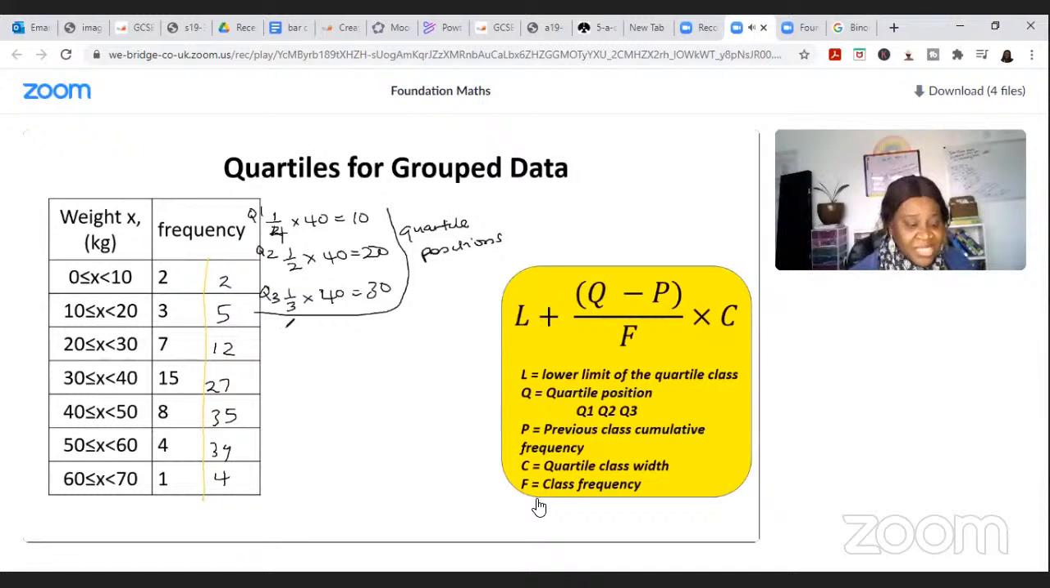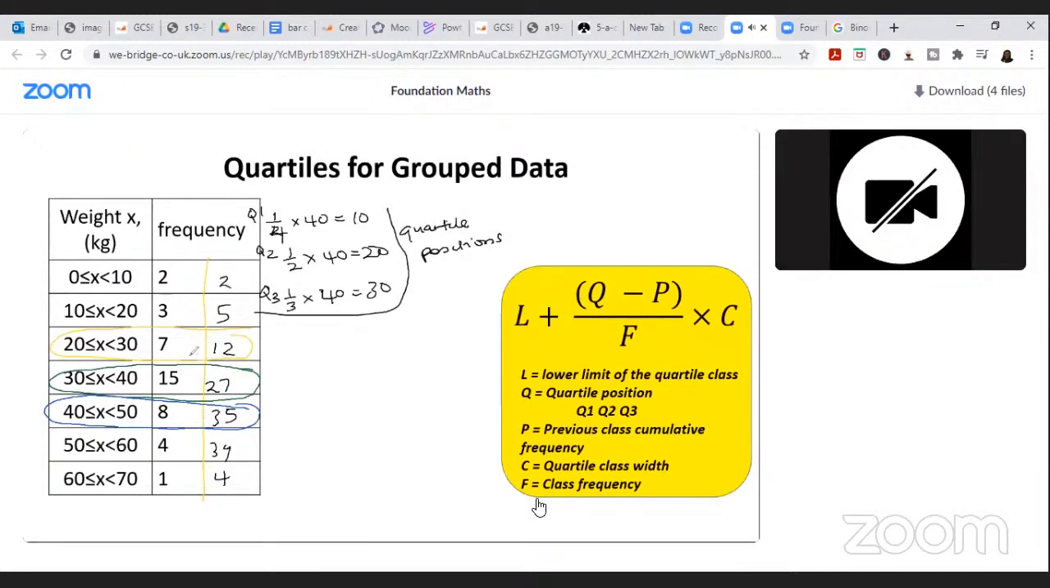So you just come in here and circle that class. For Q1 it is 10. The 10th data will be inside of this class here. Okay, and the 20th data will be inside of this class here. And the 30th data will be inside of this class here. Okay, so you got your quartiles, Q1, Q2, and Q3.